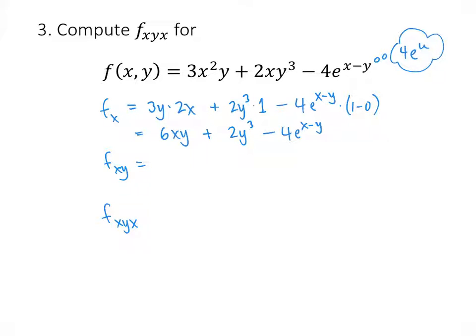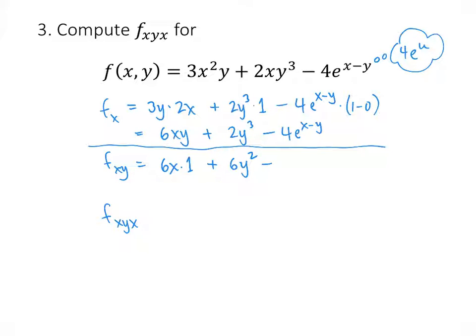All right, so now let's figure out f sub xy. We already did f sub x, so we're going to take the y partial derivative of the partial derivative that we just did. So the y partial derivative of 6xy, the 6x is a constant multiple, and the derivative of y is 1. The derivative of 2y cubed, well, that doesn't have any variables other than y in it, so we take the derivative like we normally would, giving us 6y squared.